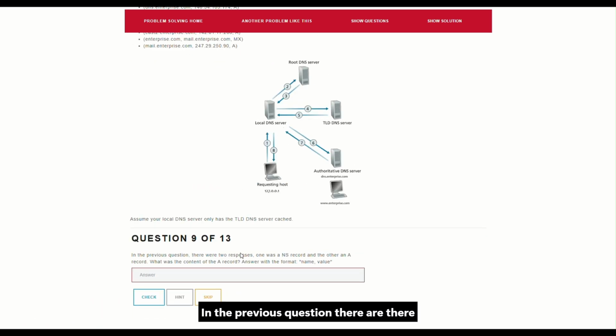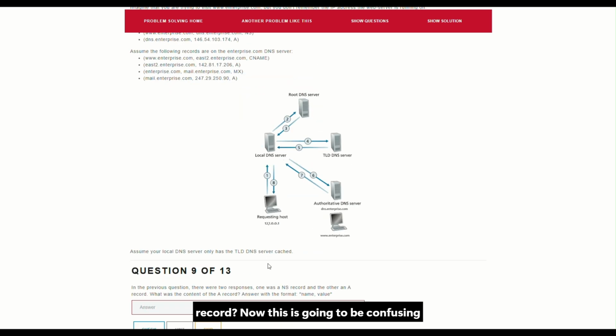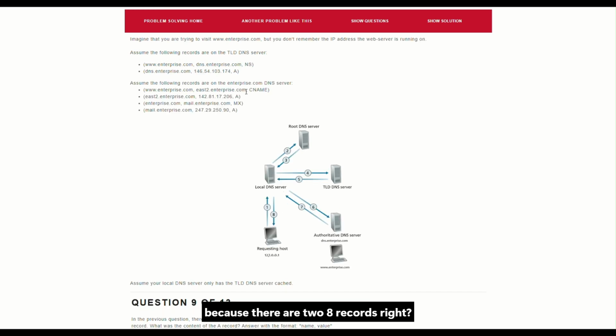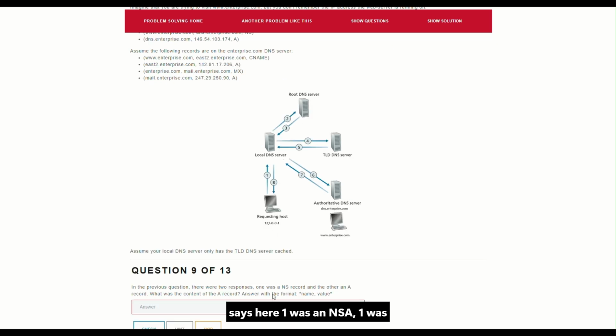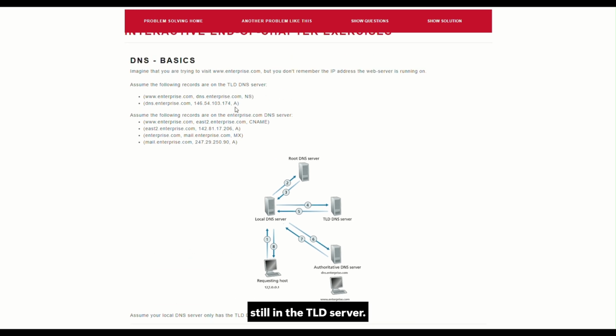In the previous question, there were two responses. One was an NS record and the other an A record. What is the content of the A record? Now this is going to be confusing because there are 3 A records, right? But it says here one was an NS record and the other was an A record, right? Which means we are still in the TLD server.